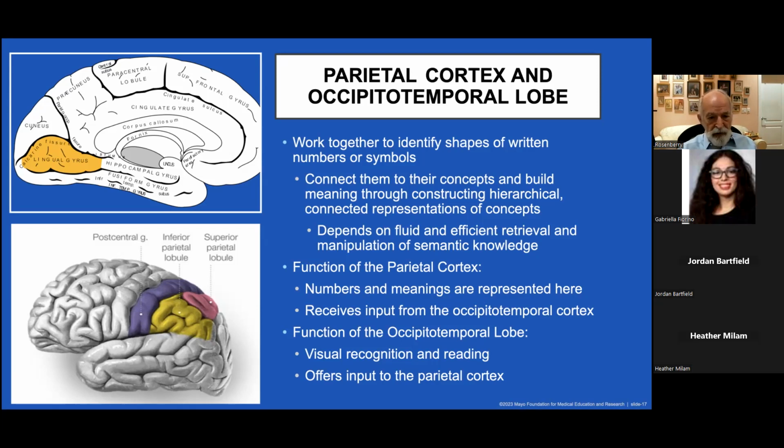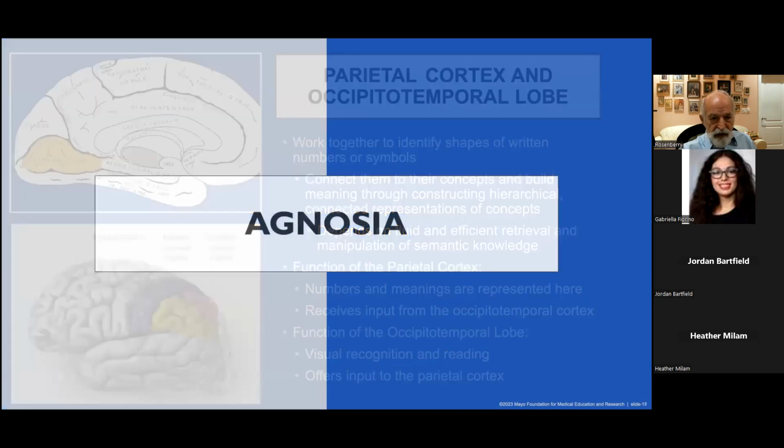And the parietal and the occipital cortex are part of the processing procedures. And the parietal cortex receives input from the occipital, which I believe are part of these colored sections right here in the lower left-hand portion of the slide. And the occipital lobe offers input to the parietal cortex. Next slide.